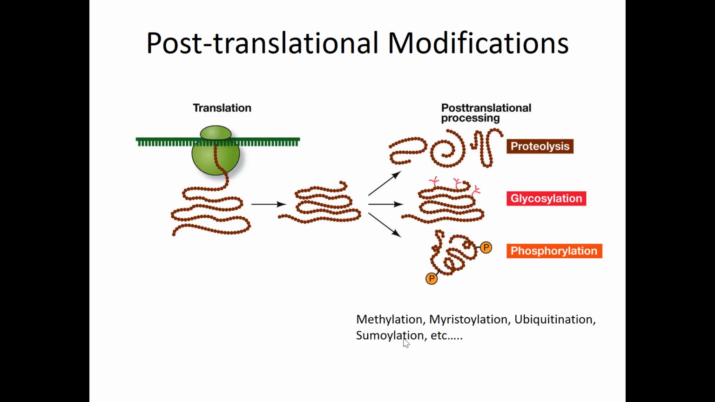And so when you reflect back on this entire process, you'll remember that in transcription, we generate a pre-mRNA that can be spliced in several different ways, generating a number of different mature mRNAs. And then these mRNAs can be translated into protein, and the proteins can be modified in several different ways to generate, again, a large variety of different proteins from the same sequence within the genome.